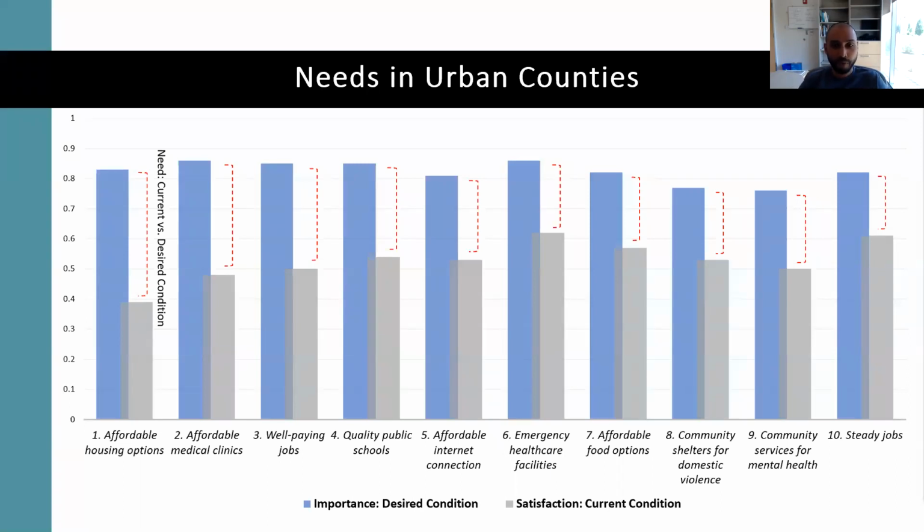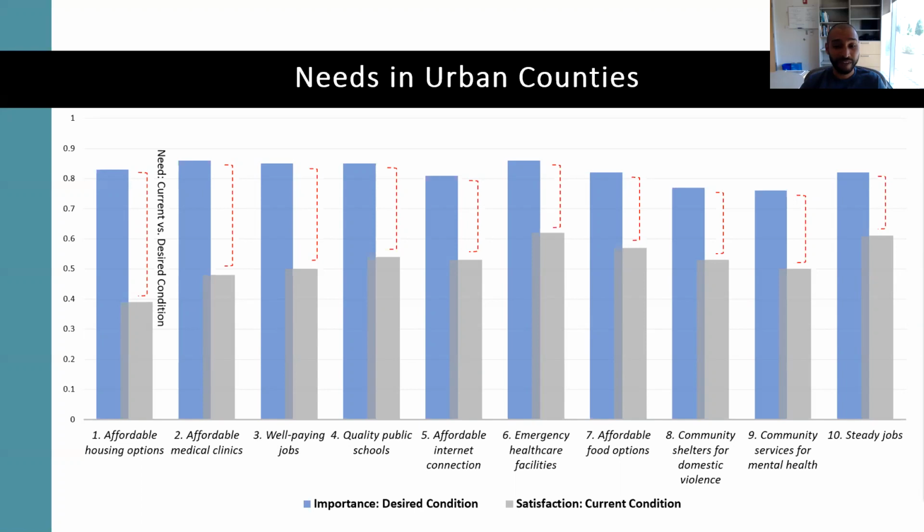So remember I spoke about a normative need being the difference between what is and what should be. The chart here shows the gap between both conditions. So the blue bars represent the desired condition. It shows what should be. And the gray bars show what is for the current condition. The gap between the current and desired condition is shown with the red brackets. Notice a higher ranked need has a wider gap between the desired and the current condition compared to lower ranked needs. The highest priority in urban counties were affordable housing options, affordable medical clinics, and well-paying jobs.